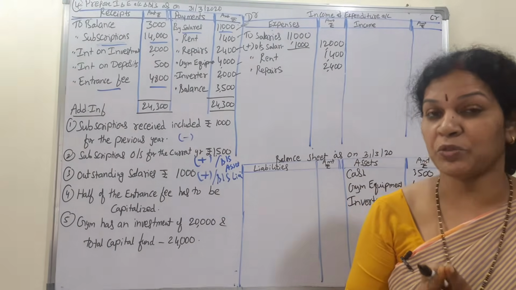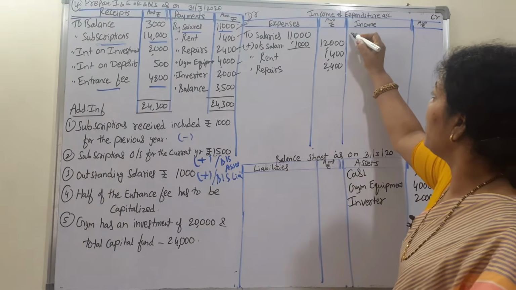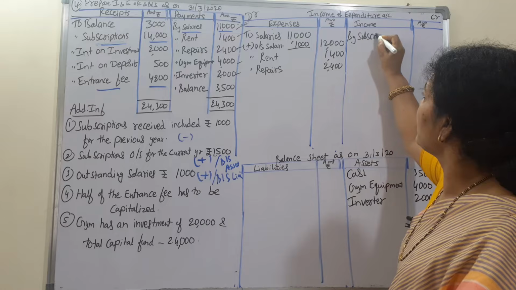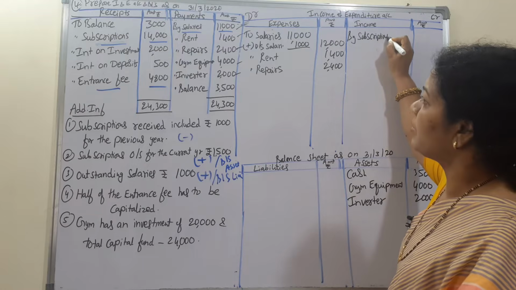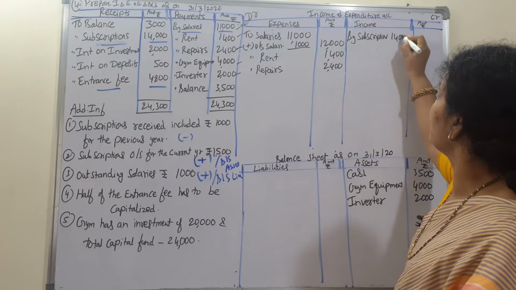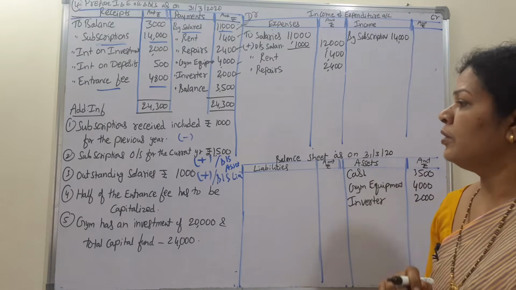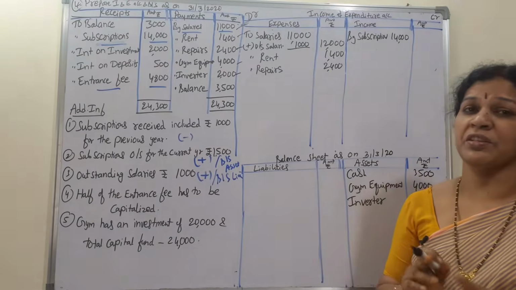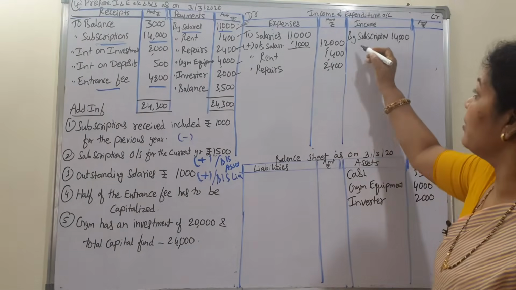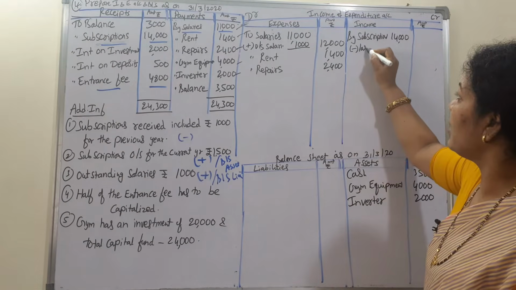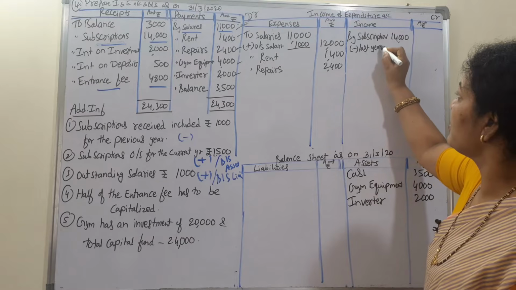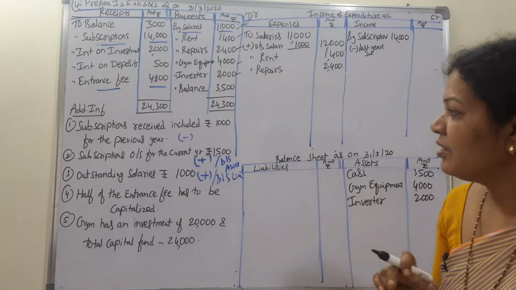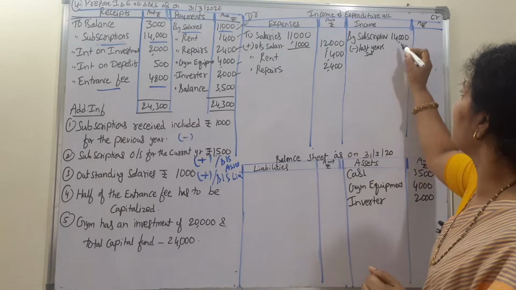Subscriptions: there is an adjustment, so we'll write it in the inner column. Subscriptions, 14,000. Subscriptions received included 1,000 for the previous year. Last year's is to be deducted. You can write last year's subscriptions. How much is it? 1,000.